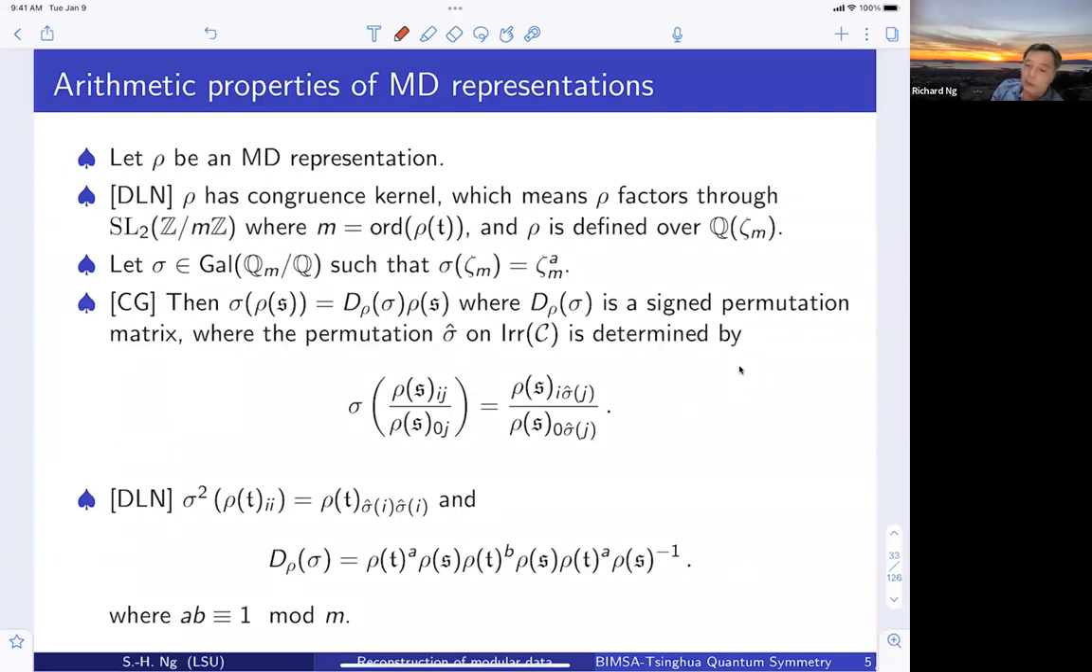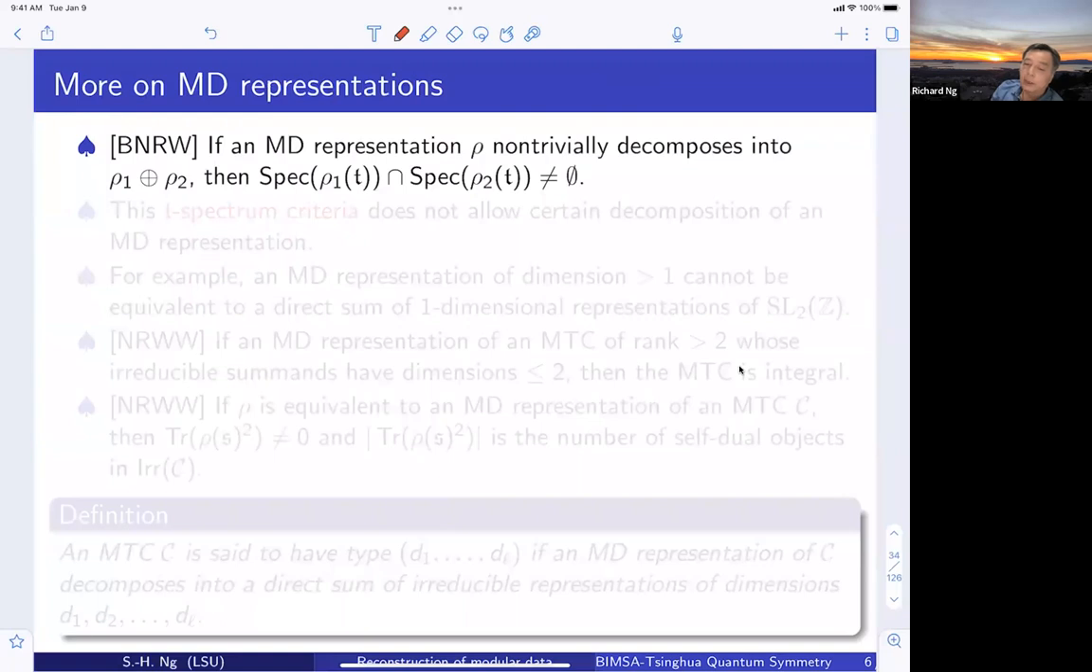So now we know that we're dealing with a congruence representation, and that every MD representation can be written as a direct sum of irreducible factors of the congruence modular group. Now we would like to know the reverse. That means if you try to decompose such a representation, what do you see here? Or the other way around, if you try to put two representations of SL2Z together, when is it possible to form a genuine MTC representation?